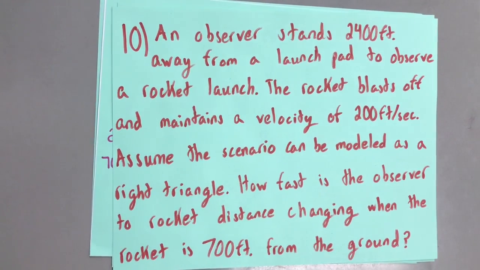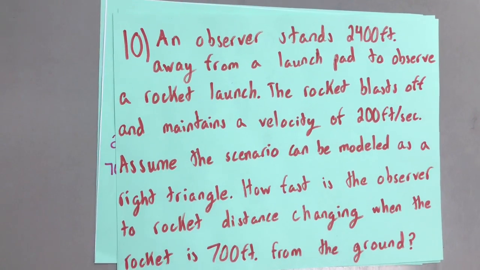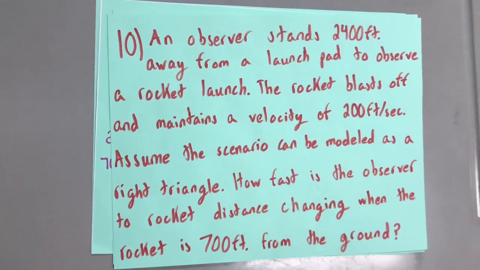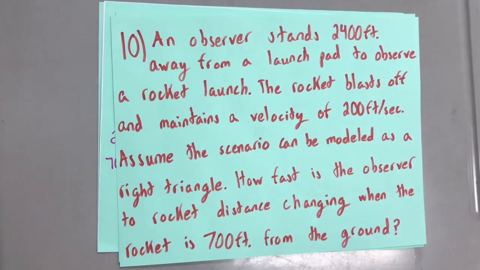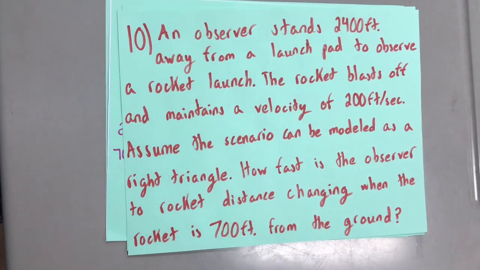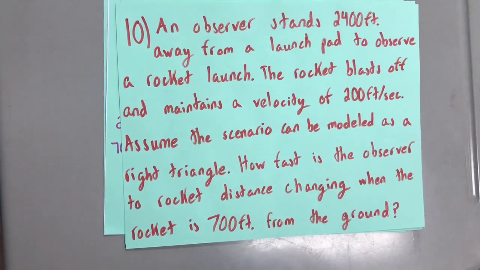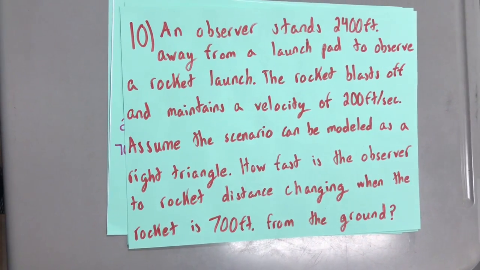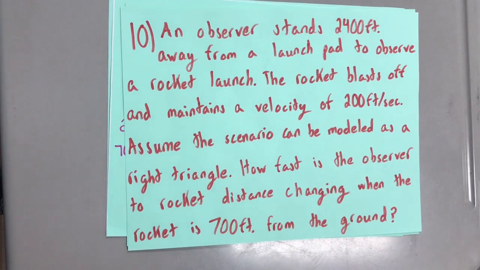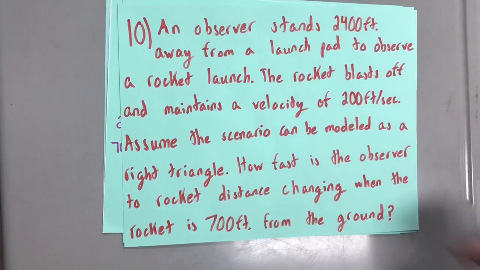We had question number 10. An observer stands 2,400 feet away from a launch pad to observe a rocket launch. The rocket blasts off and maintains a velocity of 200 feet per second. Assume the scenario can be modeled as a right triangle. How fast is the observer to rocket distance changing when the rocket is 700 feet from the ground?